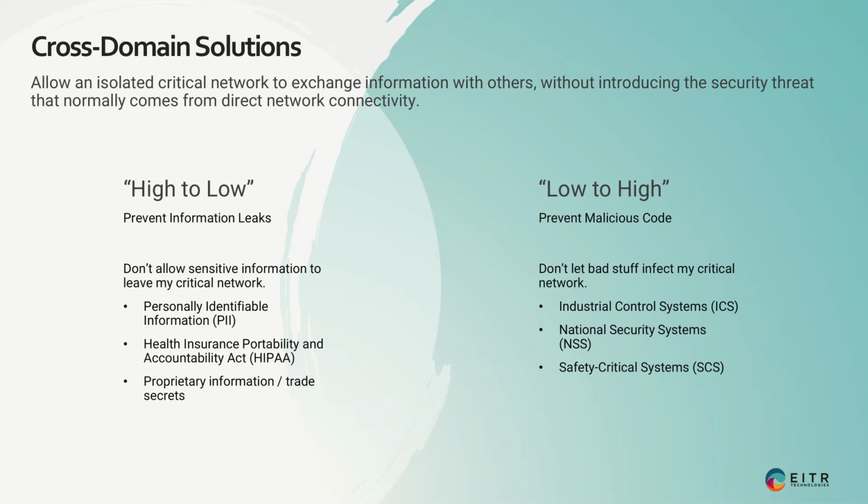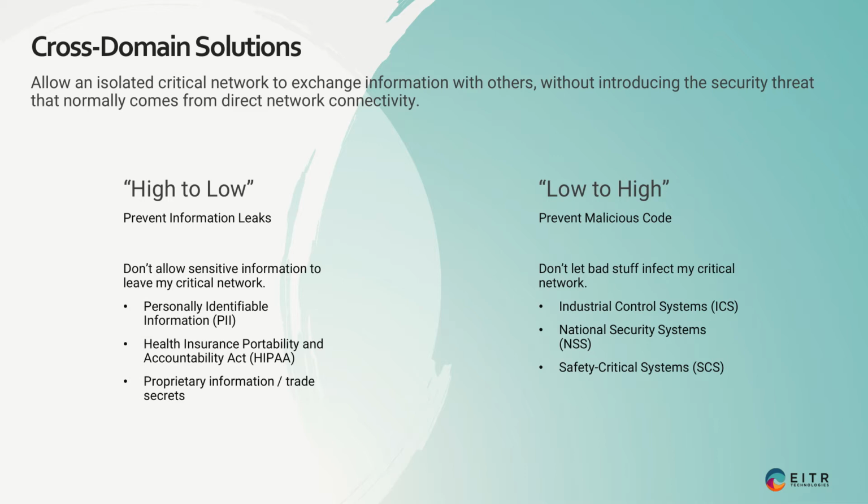In scenarios where distinct security domains exist, you'll often find cross-domain solutions. Cross-domain solutions allow an isolated critical network to exchange information with others without introducing the security threat that normally comes from direct network connectivity. Basically, these systems perform deep inspection of the content traversing security domains. For instance, when data travels from a high security domain to a low security domain, we're predominantly worried about preventing information leaks. We don't want any of that super secret information to end up on the lower security domains.